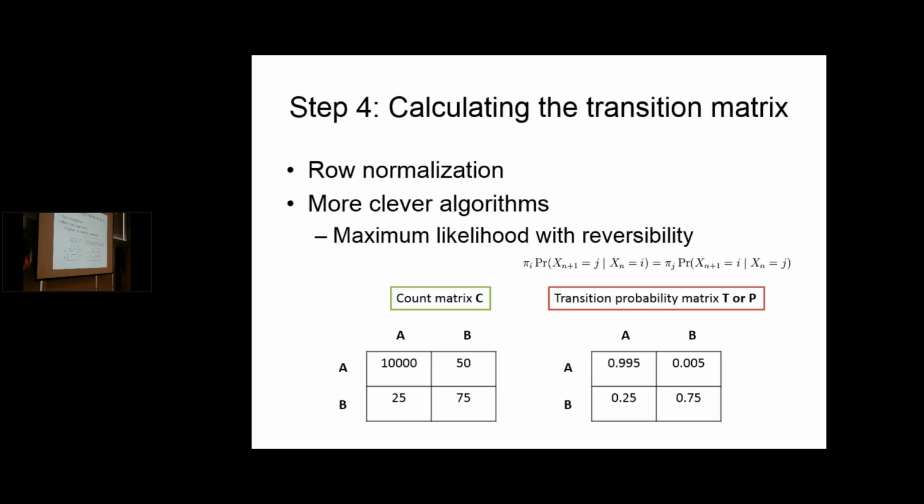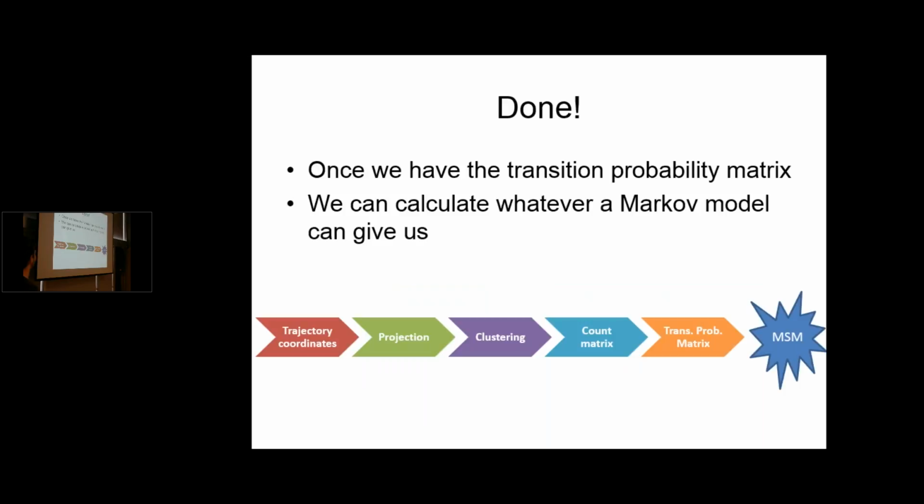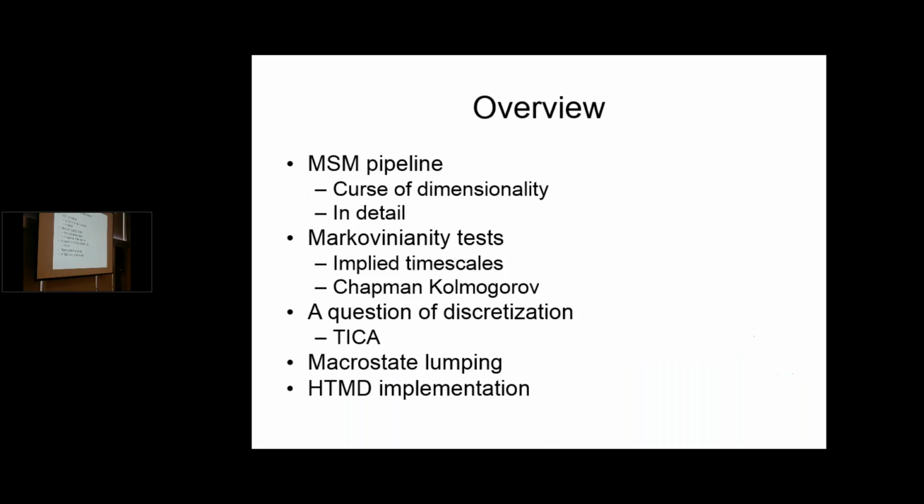And then, as we said, we calculate a transition matrix, which you can do the simple way from the count matrix by just dividing by the sum of the rows, or you can do something a bit fancier typically, but you don't need to care about that much. Once we have a transition probability matrix, we can calculate anything that we want from the Markov model: mean first passage times to go from one state to another, the most metastable states, the kinetics, and more. So as I said, we have our simulations, we project them, cluster them, build the count matrix and transition matrix, and we're done.